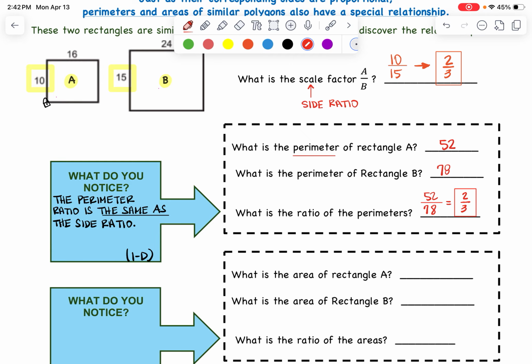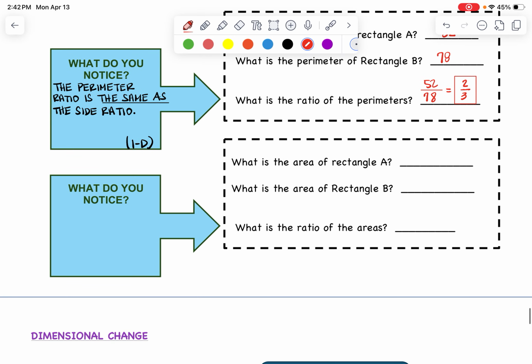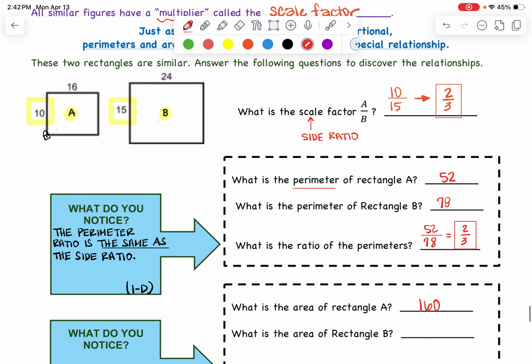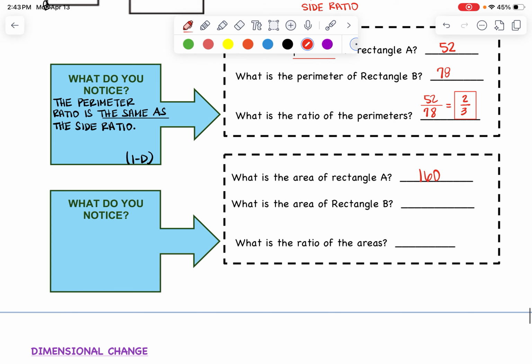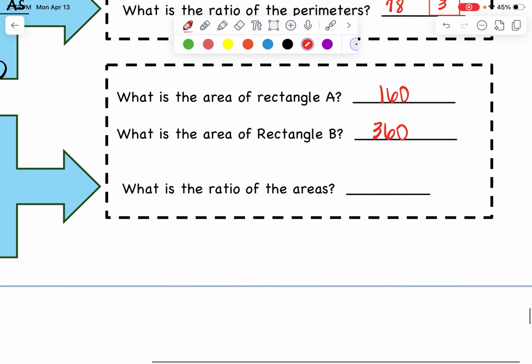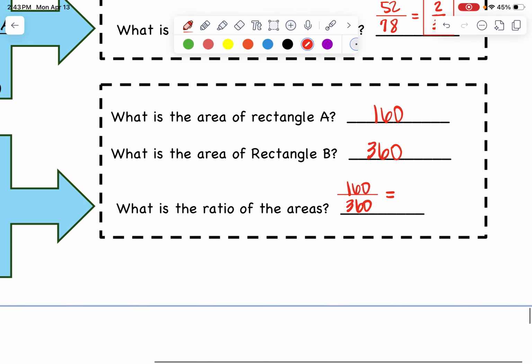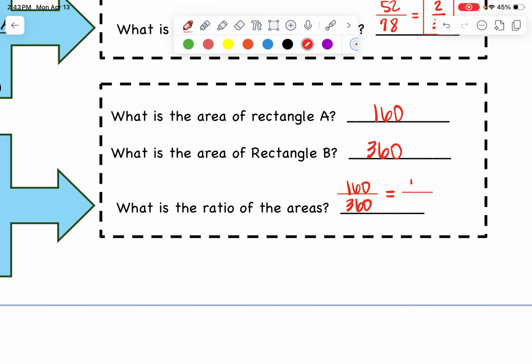Okay. So rectangle A is 10 by 16, which means it has an area of 160. Rectangle B is 15 by 24, so the area would be 360. So now if I make a ratio of the areas, right, it'd be 160 to 360. And if I put that in my calculator or just reduce it by hand, you are going to get 4/9 because we can reduce by 40 on the top and the bottom. So we get an area ratio of 4/9.